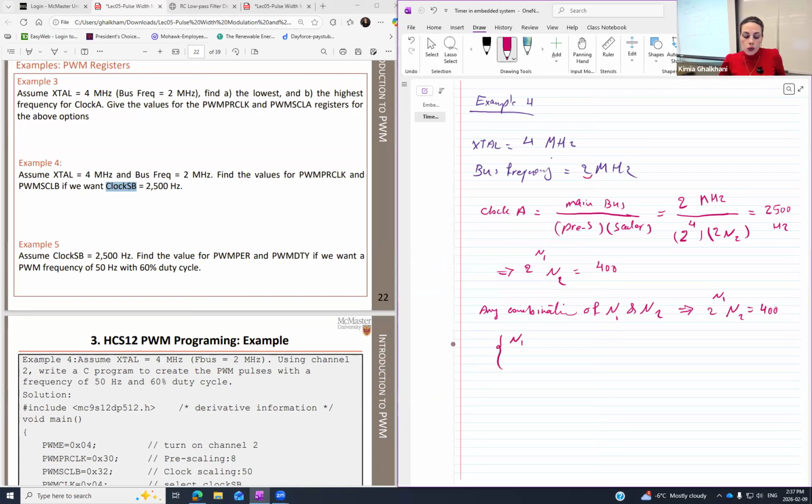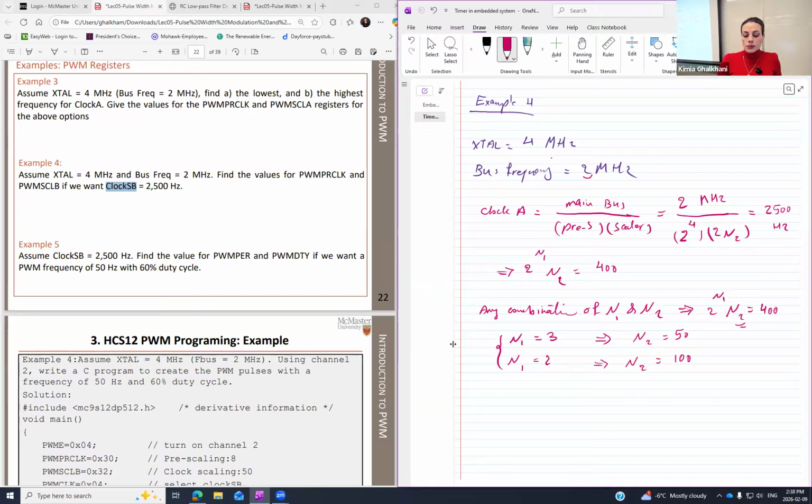Therefore, if my n1 is 3, if you put 2 to the power of 3, then you have 400, you rearrange it, you can calculate n2. In that case, your n2 could be 50. And next time, if you have n1 as 2, then you have 2 to the power of 2 times n2 equal to 400. Then you can again calculate n2. In that case, your n2 is going to be 100, right? So this is how you can calculate your clock SA or clock SB.